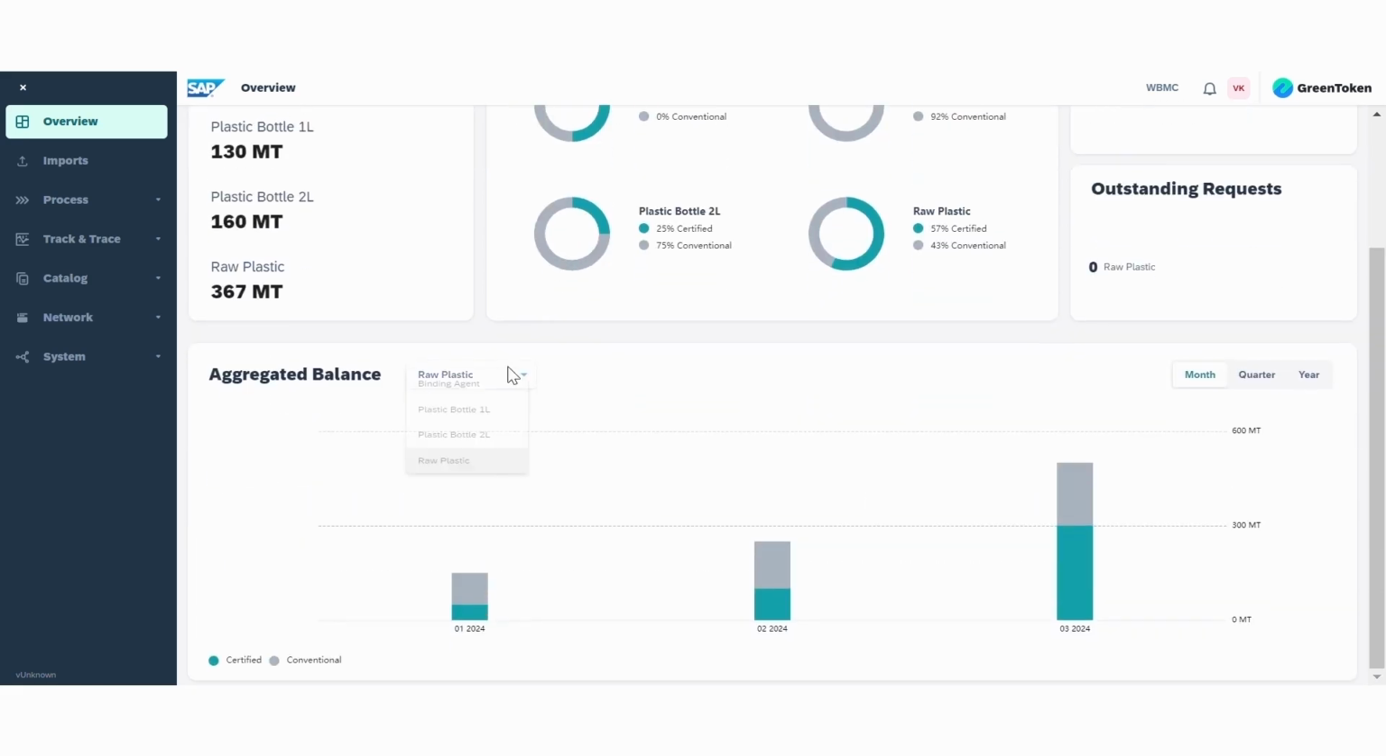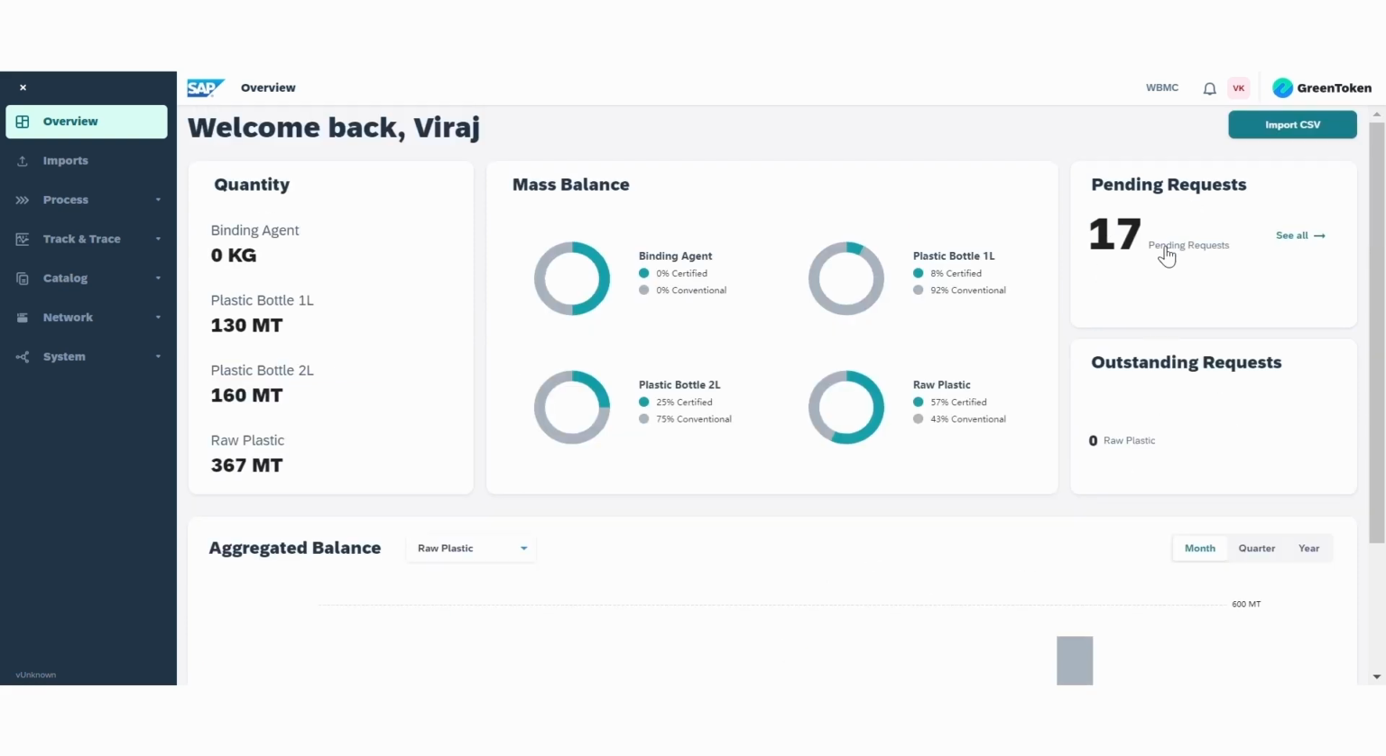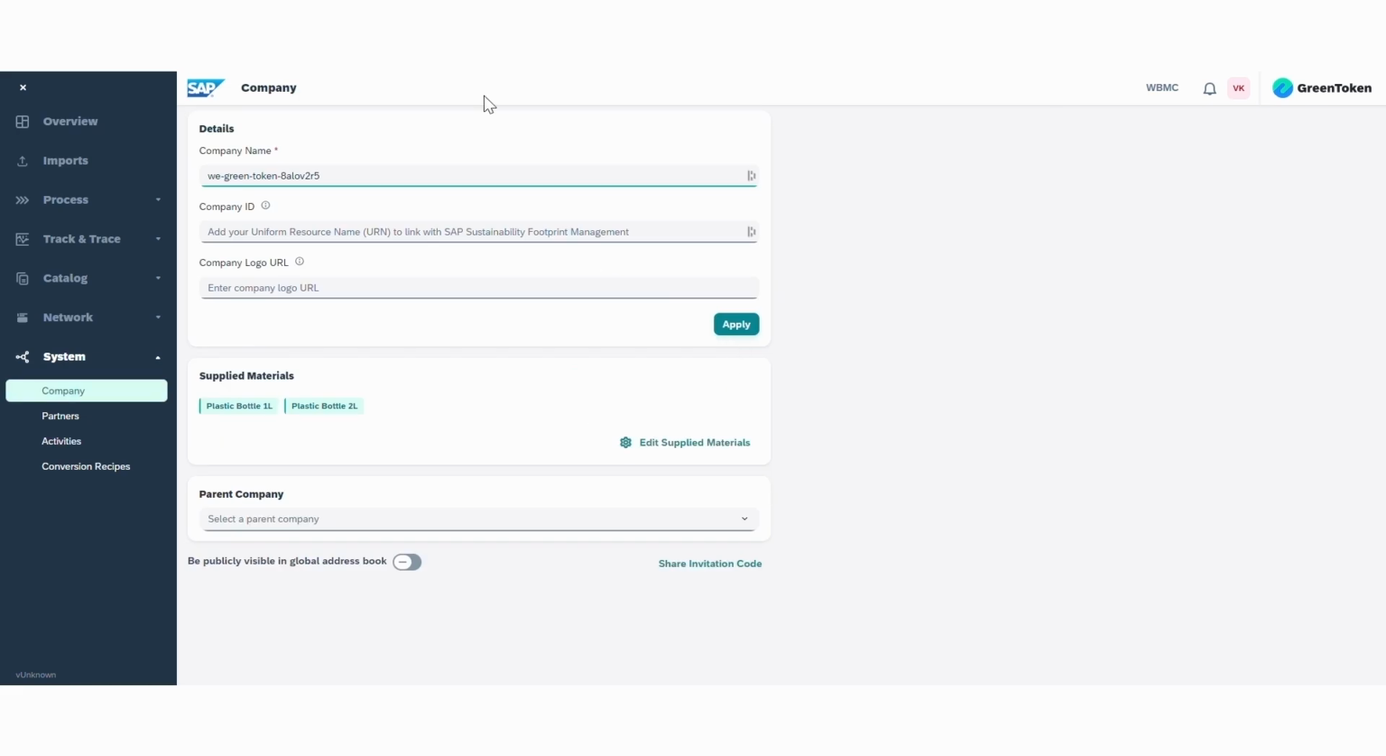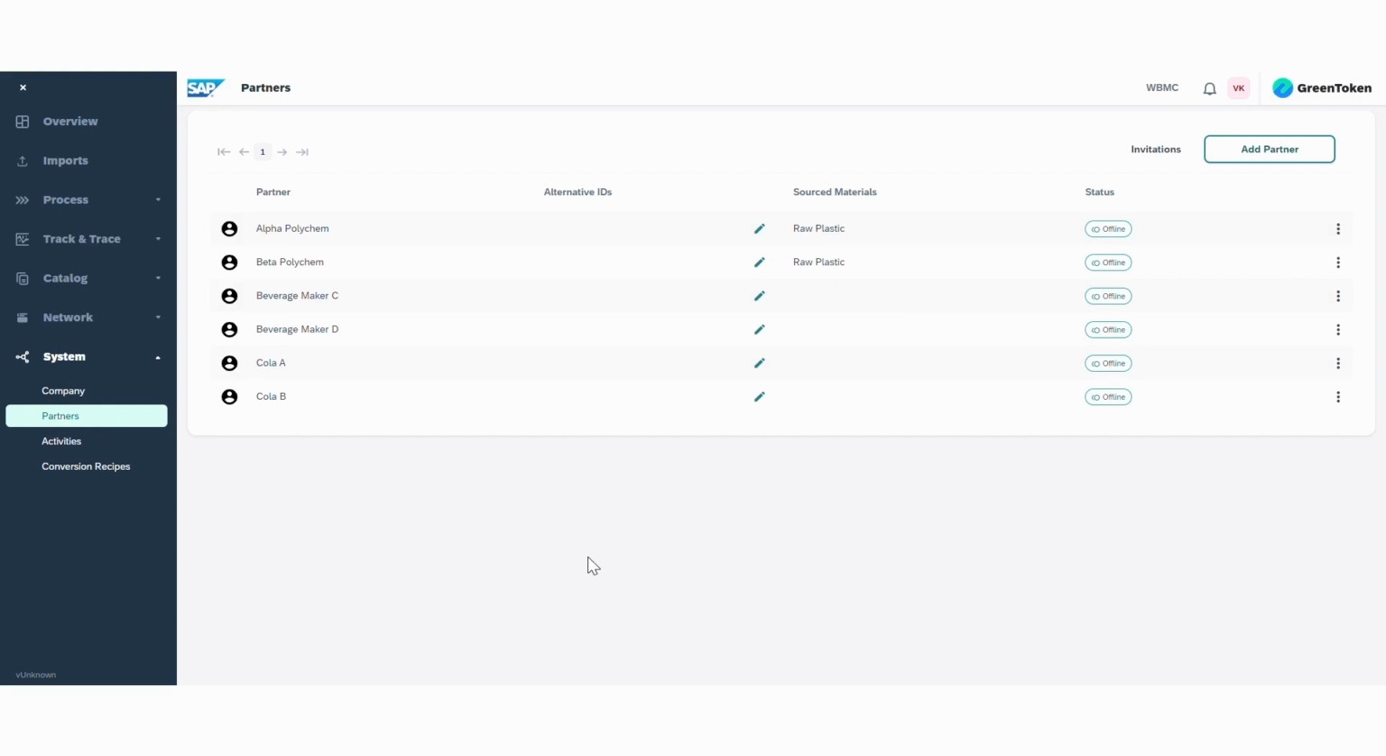If I scroll down, we can see the aggregated balance across different time periods. On the right-hand side, we see some pending requests, and we will get to this later. Before starting with the process, let's have a look at the main configuration areas. In the system section, we can see the company details page, and this is where the company ID can be found. And here we can configure which materials are being supplied by this company. We can also maintain partners, and partners could be vendors or customers.